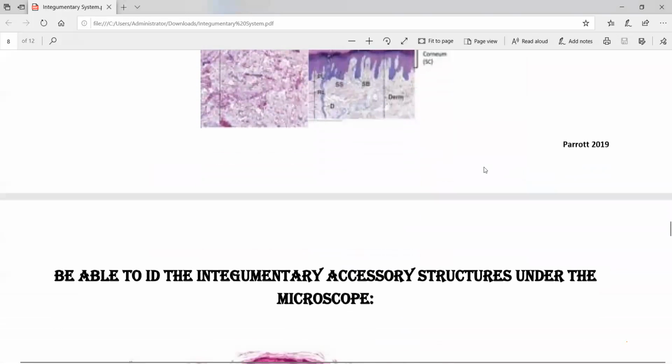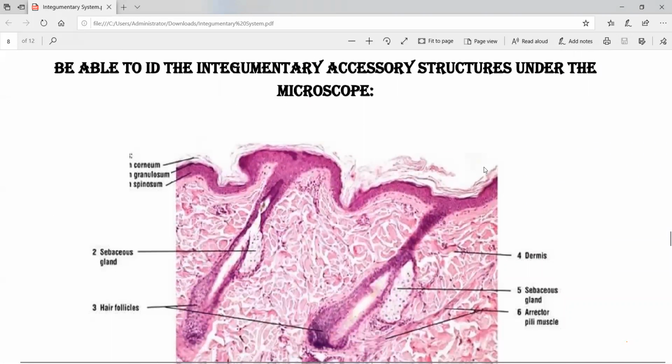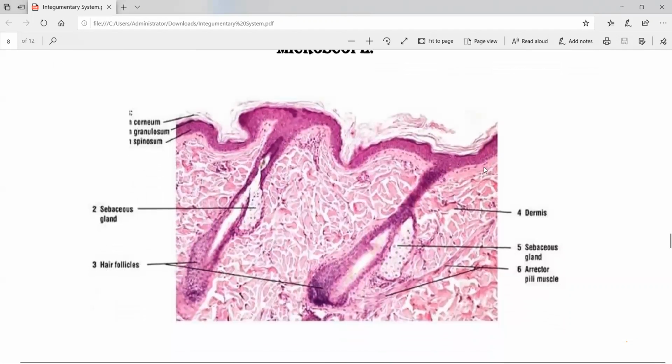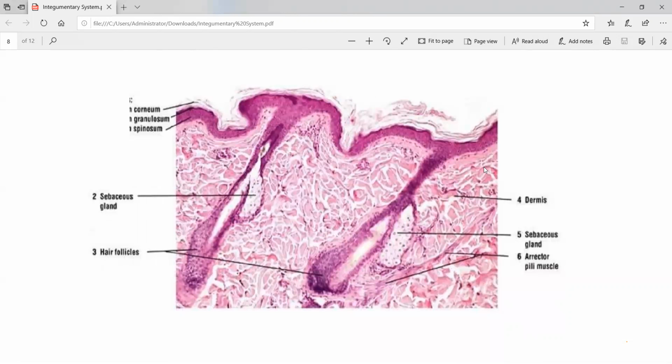Going down to the next image, now you have to be able to identify your integumentary accessory structures under a microscope. So if you see an image like this underneath a microscope, what do you have to label? Let me show you. I'll grab my pen again. Okay, so here we are. This right here in the blue humps, that's going to be your epidermis.